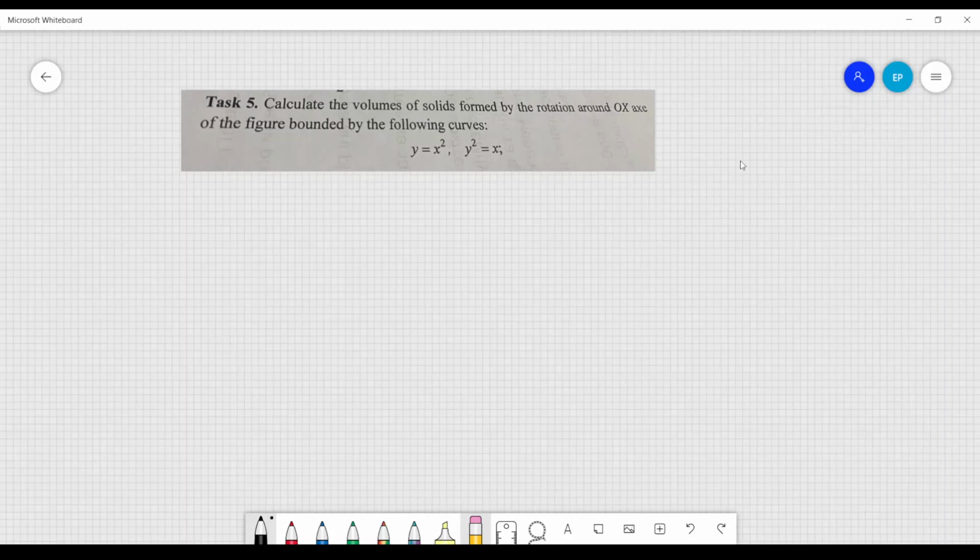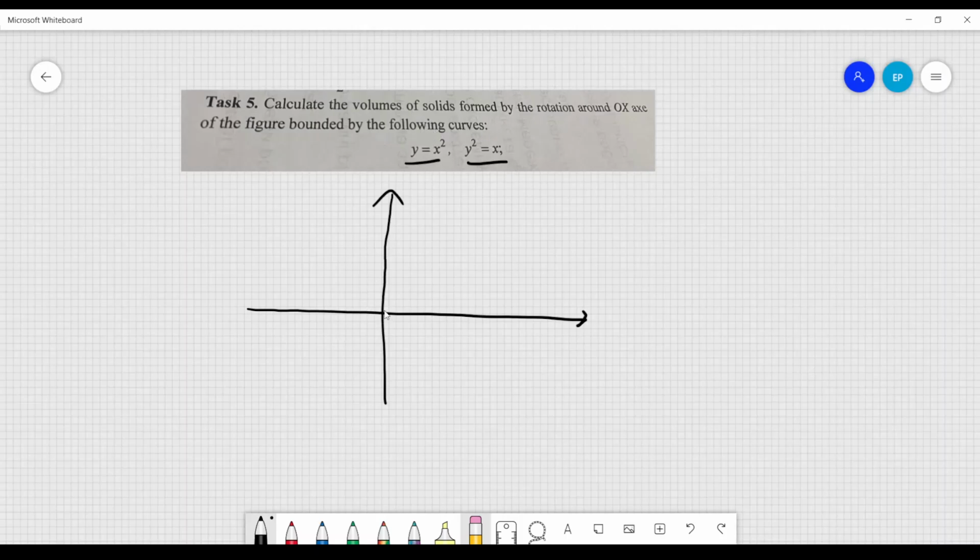In this case, we want to calculate the volume of solids formed by the rotation around the x-axis of the figure bounded by the following curves. So we need to find the volume of rotation. In particular, we have two curves here. Let me sketch below.